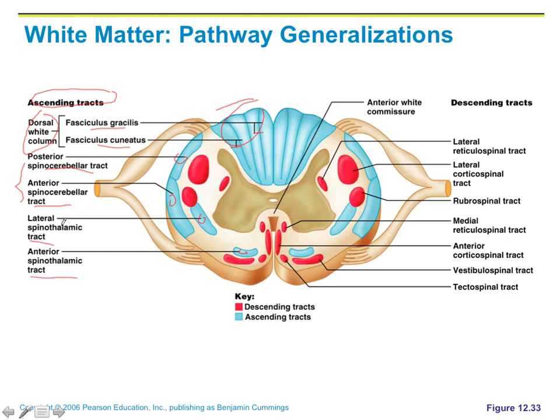The lateral spinothalamic tract is to detect pain and temperature. Okay, pain and temperature. Whereas the anterior spinothalamic tract is to detect crude touch. Okay, crude touch.